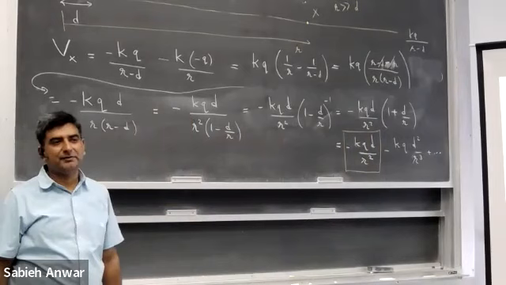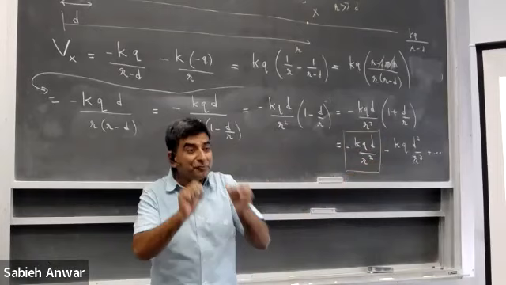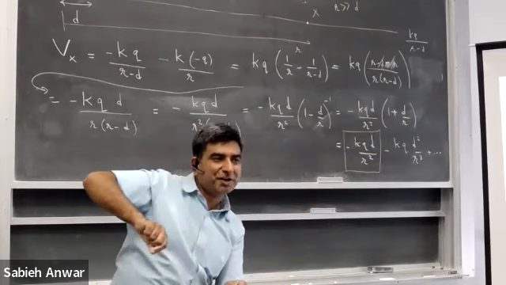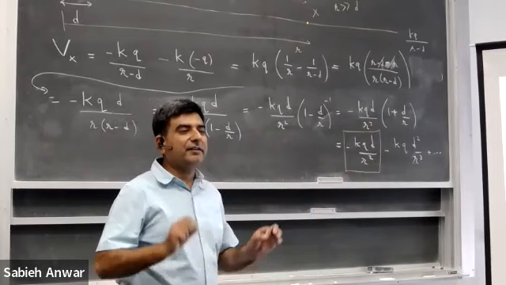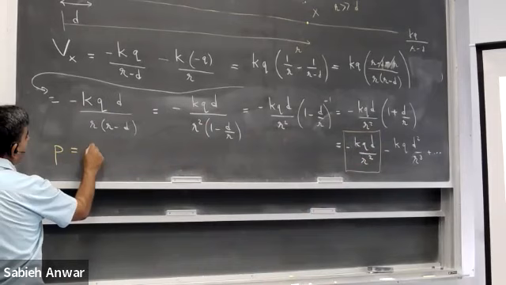Now Q is one charge and d is the separation between the two charges inside the dipole. If you take the product of the charge and the distance between the two charges in the dipole, this is called the electric dipole moment. I define P as Q times the distance. This is called the electric dipole moment.